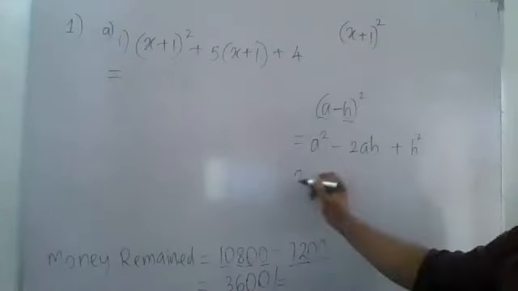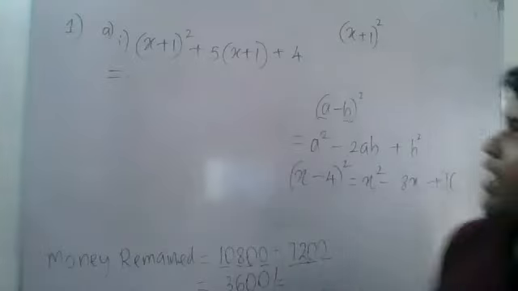Example, (x minus 4) square. Then what happens? Front square is x square. Back square, the back is 4, 4 square. What's 4 square? 4 square is 16. Right? And you know 4x is the product, twice the front-back. Front-back is 4x, but 2 times 4x is 8x. If the midterm is minus, the last term is plus.